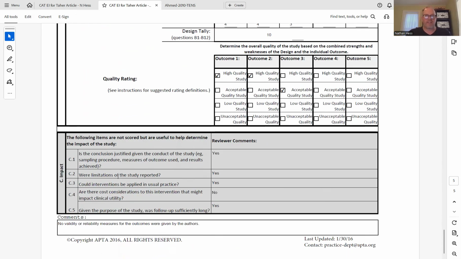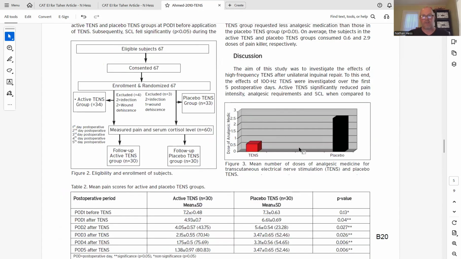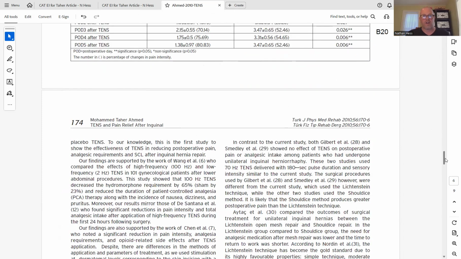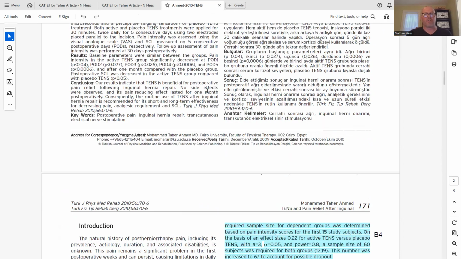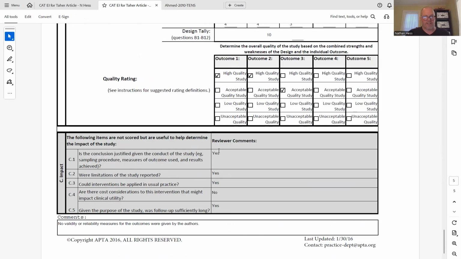Last but not least, you get to the C's. Is the conclusion justified? Well, if you were to read what their conclusions are, they say: our results indicate that TENS is beneficial for post-operative pain relief following inguinal hernia repair. No side effects are observed. Its pain-reducing effect lasted more than a month post-operatively. Consequently, the routine use of TENS after inguinal hernia repair is recommended for its short and long-term effectiveness. Does that make sense based upon what they found? Yes, it does.